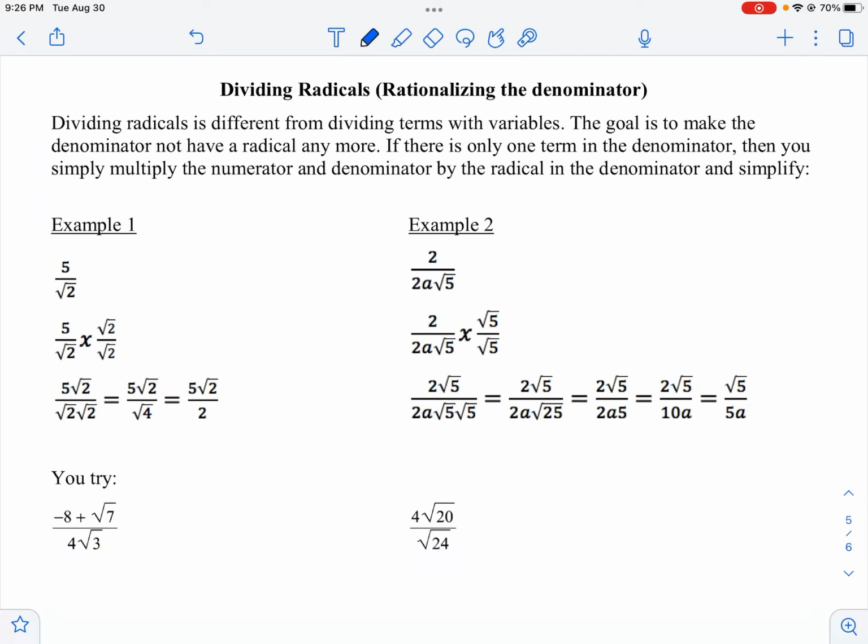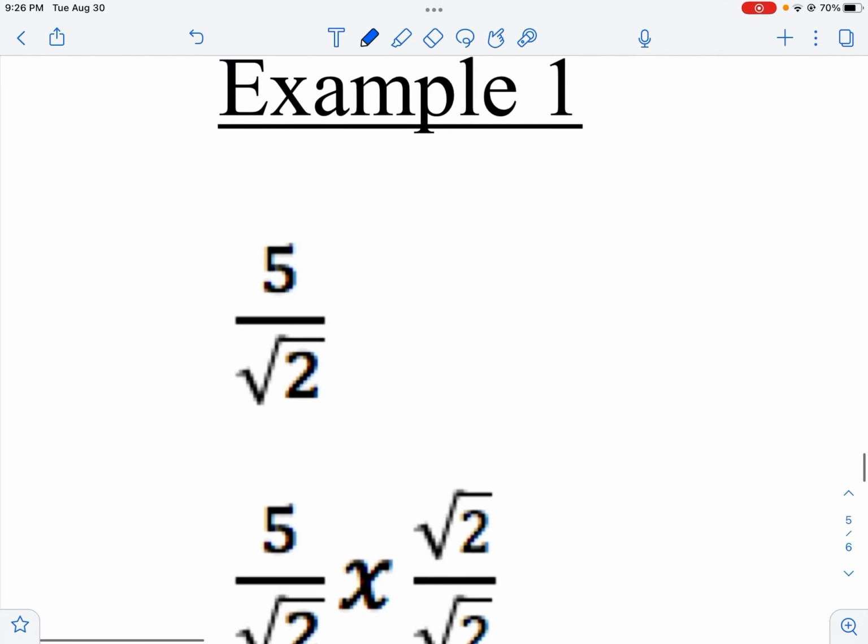Hello everyone! Time for a lesson on dividing radicals, which we're not so much doing division as we are just rationalizing the denominator. Remember, fractions are division. This says 5 divided by the square root of 2. What we're trying to do is make it so there's not a radical in the denominator. And the way we're doing that is by multiplying by 1. Right? If you take anything times by 1, you get the same thing.